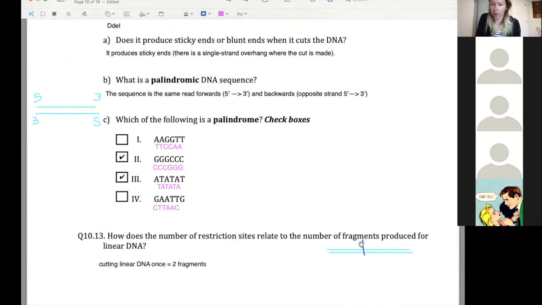If we cut it twice, how many fragments are we going to produce? 3, right. So cutting it twice means we get 3 fragments and so on. So how can we represent that mathematically? What kind of formula would that look like? Number of fragments equals, let's say n represents the number of cuts, plus 1, yeah. n is the number of restriction sites or the number of cuts.